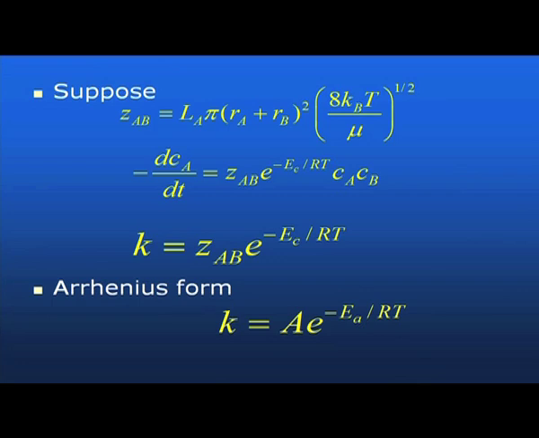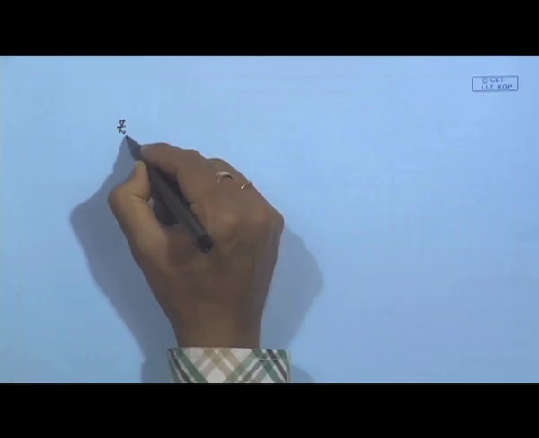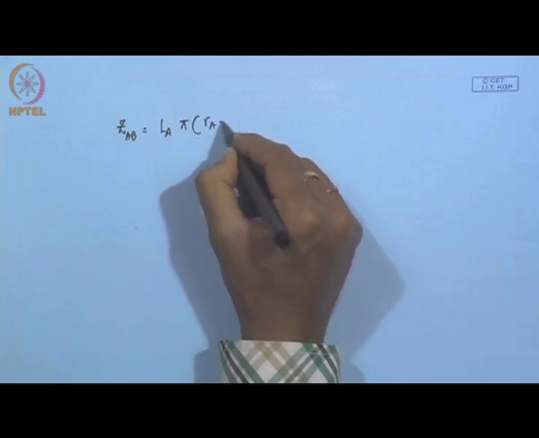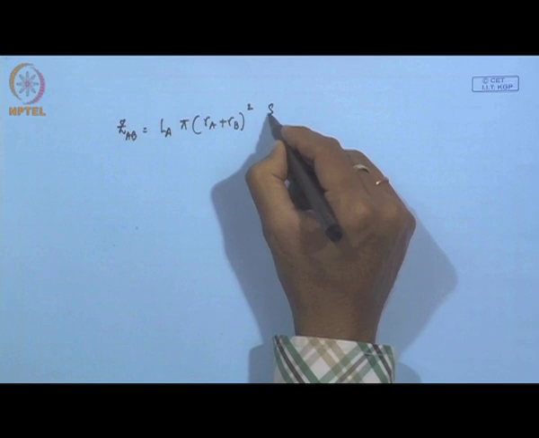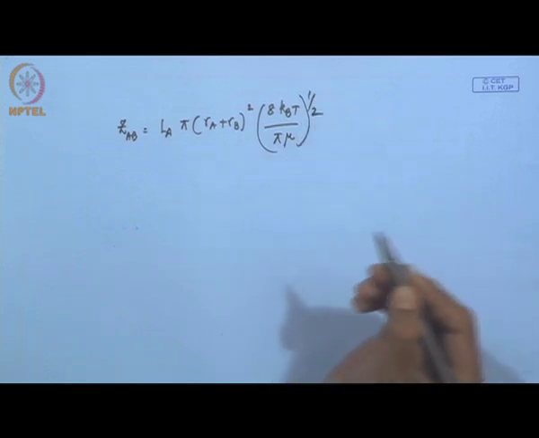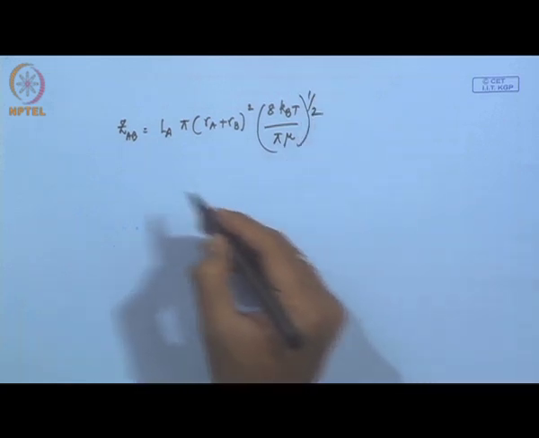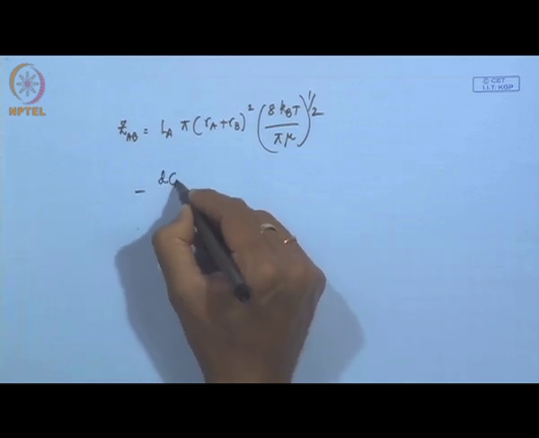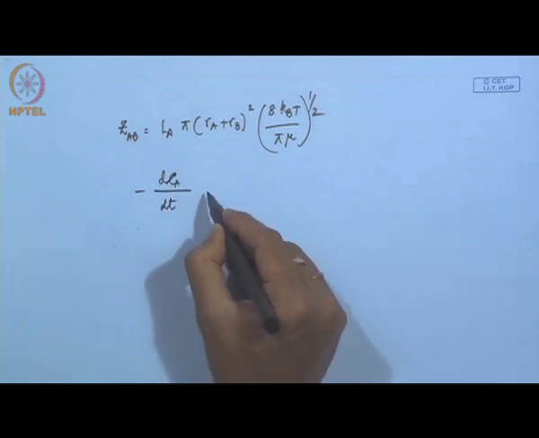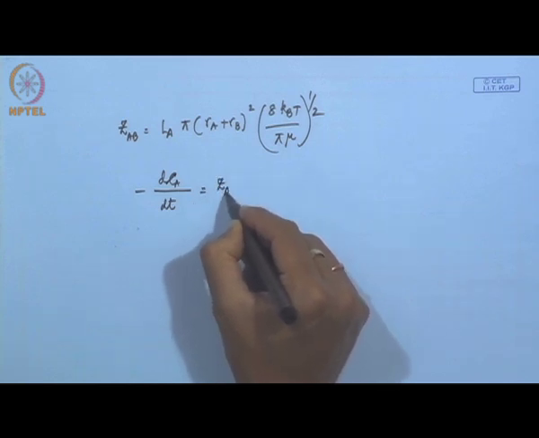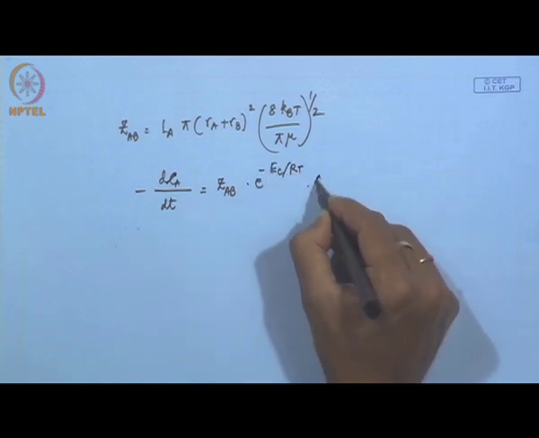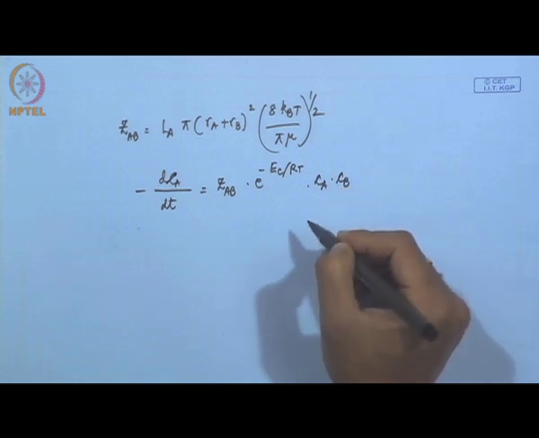writing small ZAB like this, Avogadro number times pi (Ra plus Rb) whole square, 8 kBT by pi mu, whole to the power half. Okay. So, that will give you minus dCA by dt, of course small c, which is equal to ZAB times e to the power minus EC by RT into Ca into Cb. So, these are small c, not caps.